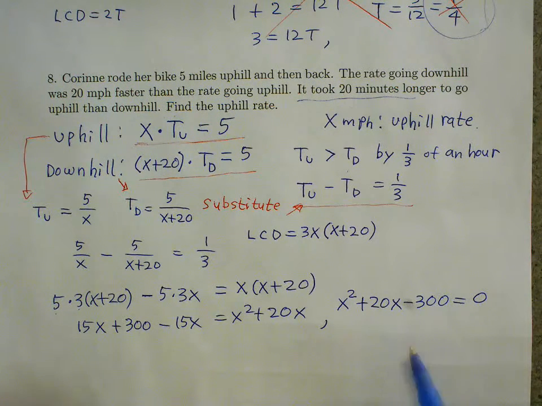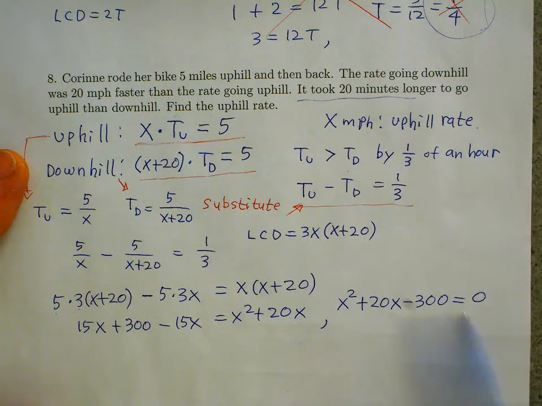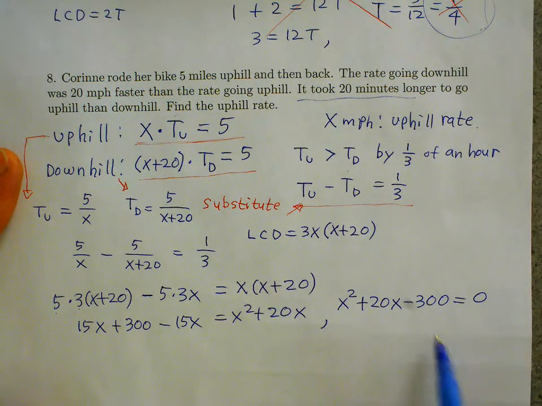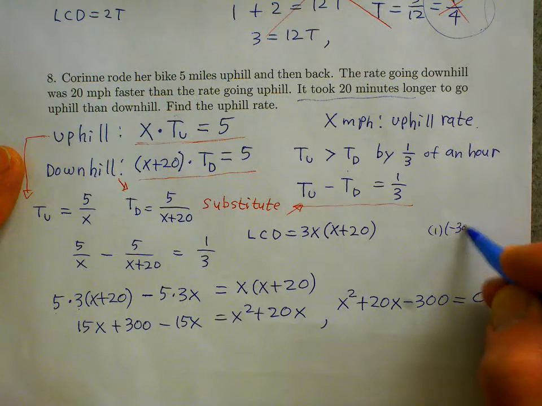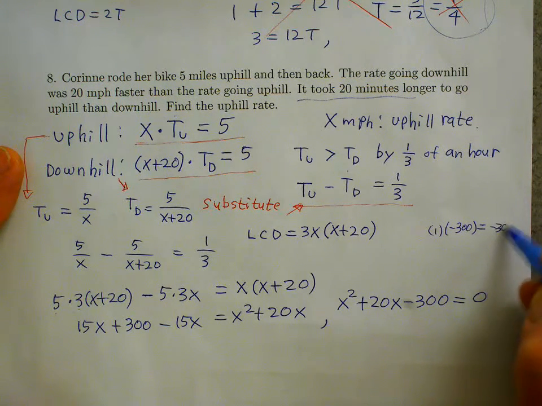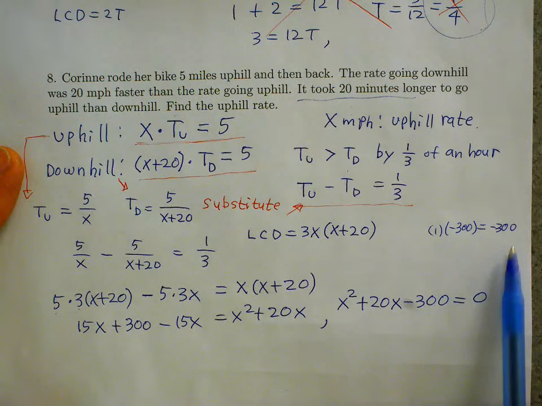So we have a couple of minutes left. We might as well see if we can solve this by factoring. So let's try the AC method, 1 times negative 300 is negative 300. We want to find two integers that have a product of negative 300 and add up to positive 20.